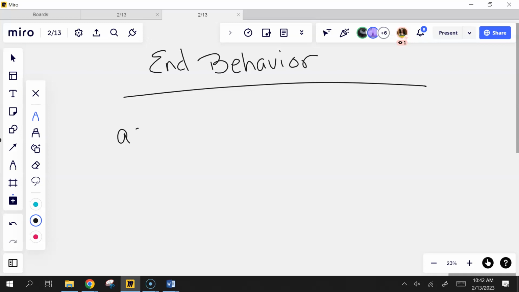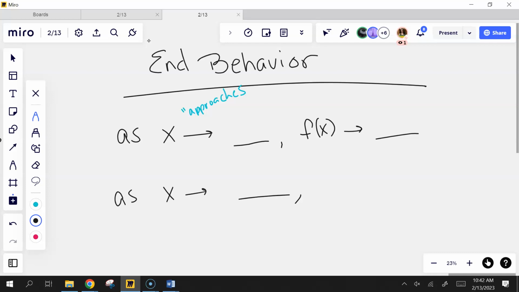I start out with as x, and then I have this little arrow. This little arrow means approaches. And then you have a blank. Then it says f of x approaches, and you have a blank. So let's think about this for a minute. I'm going to use infinities here, either positive infinity or negative infinity. And since I'm talking about two ends of a graph, I'm going to write this twice.